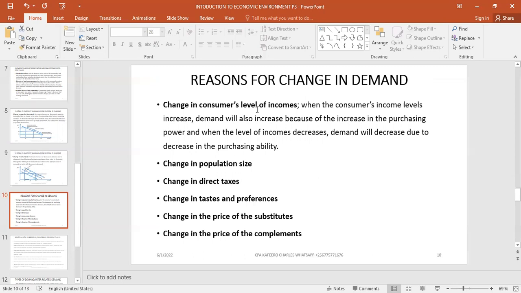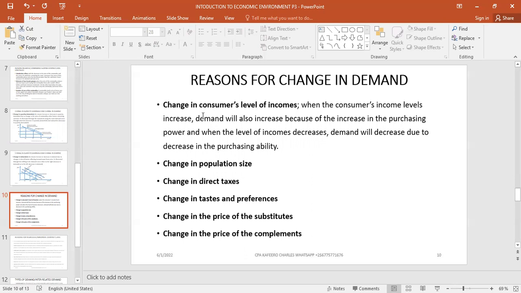These points we are giving, even for the reasons that cause a change in demand, they are in general. You can talk about the change in the consumer's level of income. That is a general point, meaning there is either an increase or a decrease. So most of the questions that come in the examination are asking about one point, whereby it needs you to rephrase the same points and give the explanation according to what they have asked.